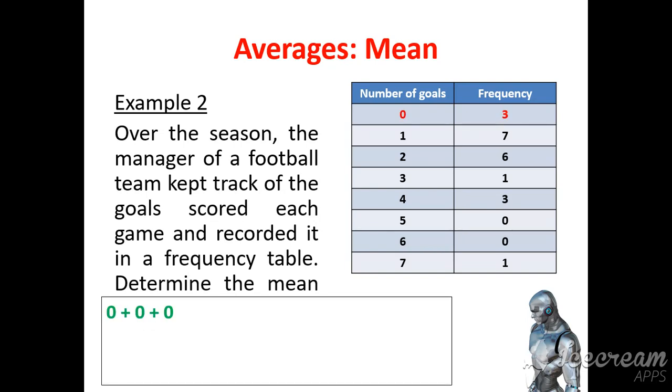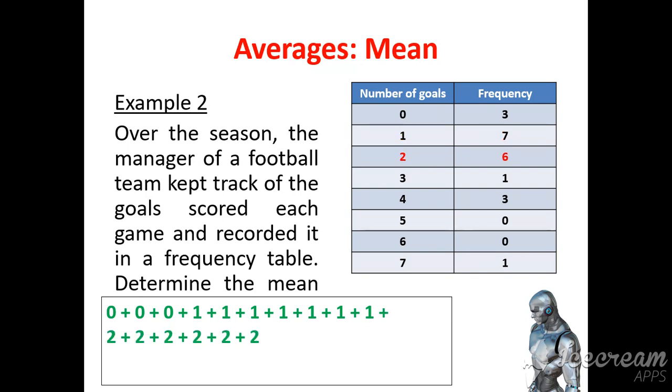Right, well, here's one way we can do it. There were 3 times where we scored no goals. So I'm just going to start adding up all these numbers. 0 plus 0 plus 0. I don't actually have to add up 0. There were 7 games where they scored 1 goal. So I've added up 1 plus 1 plus 1 plus 1 plus 1 plus 1 plus 1, 7 times.